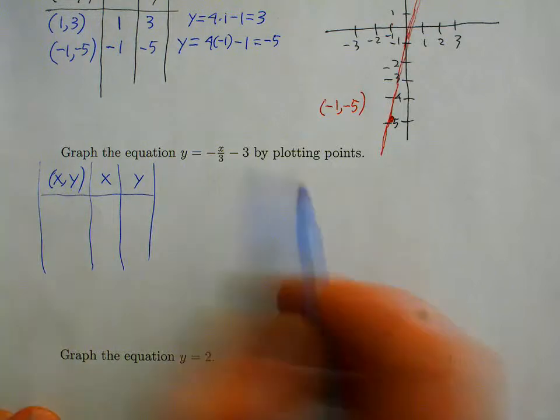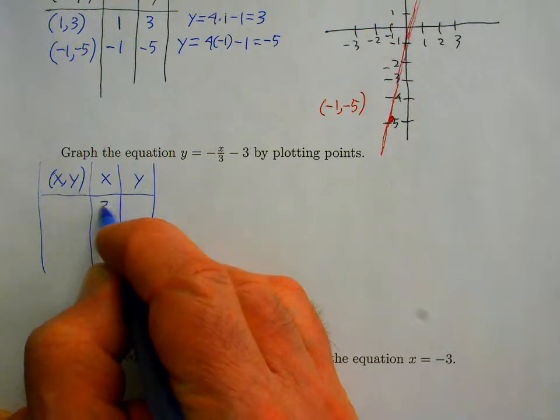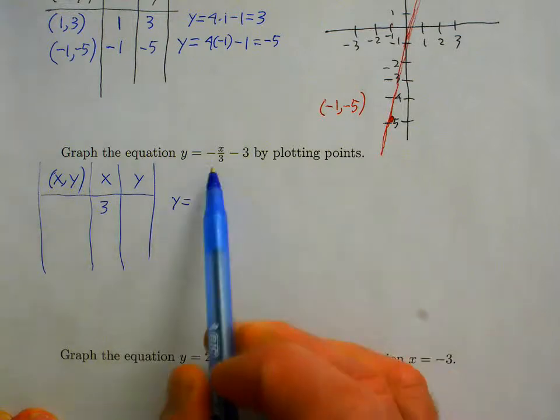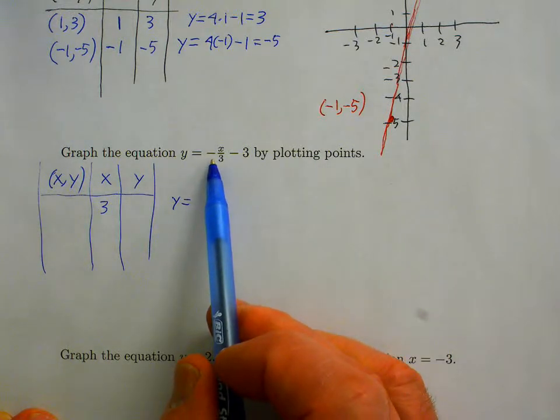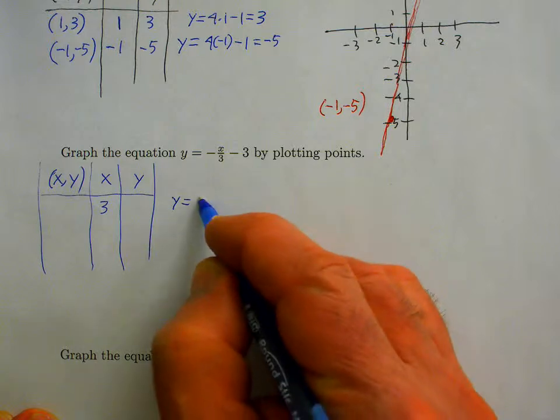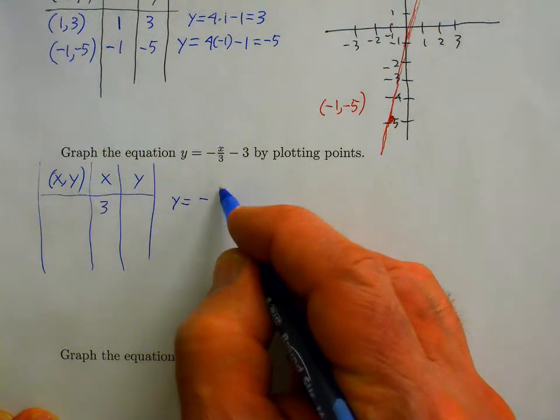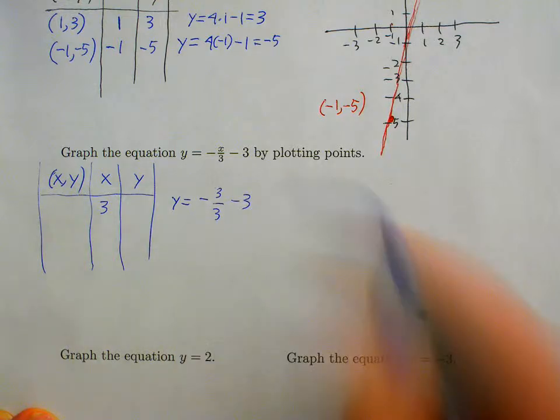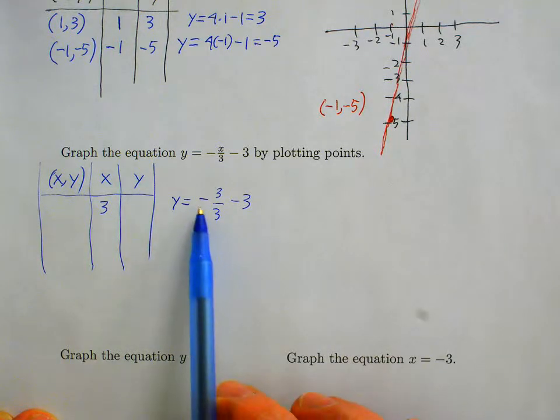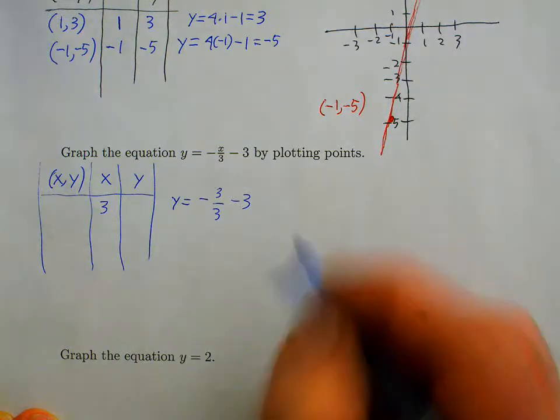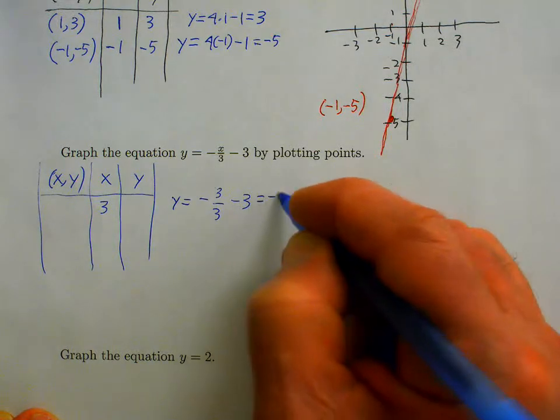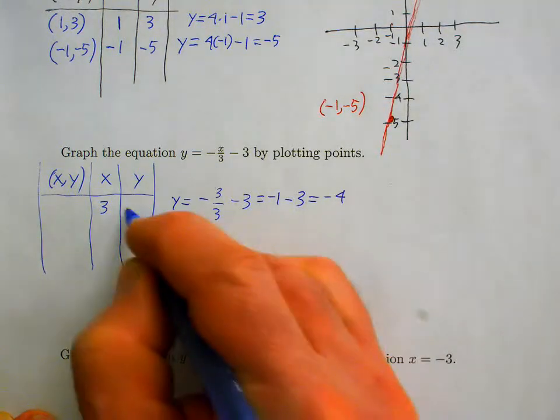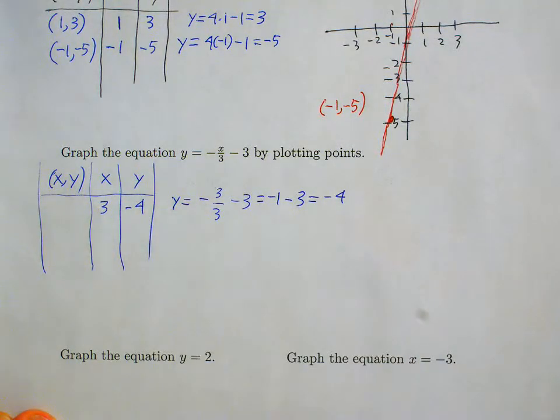So if I pick x to be 3, just 3, and then always watch out with the arithmetic involved. So we have negative, and then replace x with 3. So the negative of 3/3 minus 3. -3/3 is -1. So -1 minus 3 is -4. So I get the ordered pair 3, -4.